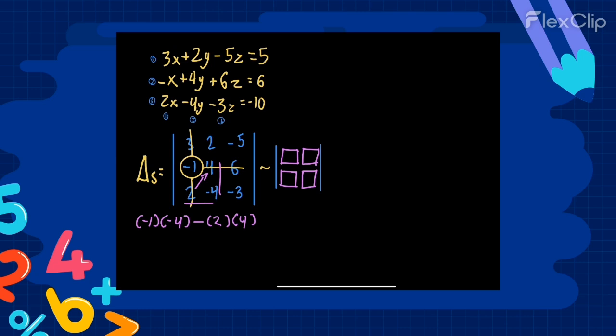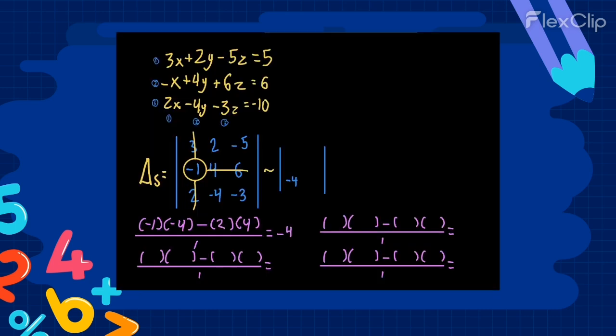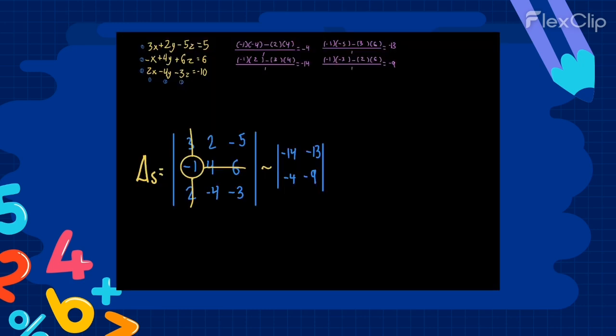This is going to be divided by our previous pivot, but we don't have one, so it's going to be only 1. And it's -4. We do this for all the other numbers we want to find. So it's going to be -14, -13, -4, and -9.